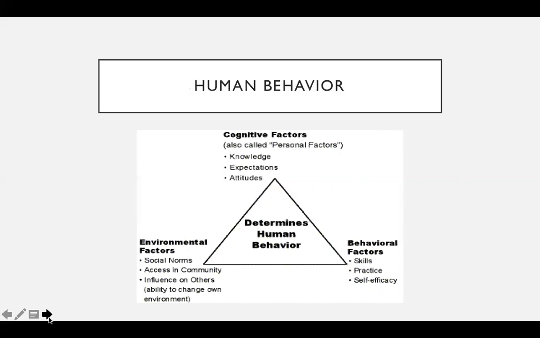Cognitive factors are personal and include attitude, expectations, and knowledge. Environmental factors include social norms and influence on others, as in the ability to change your own environment. Behavioral factors include skills and self-efficacy. And as I mentioned, there is a continuous reciprocal interaction between these factors, and they directly influence how one responds to observational learning and modeling of behavior.